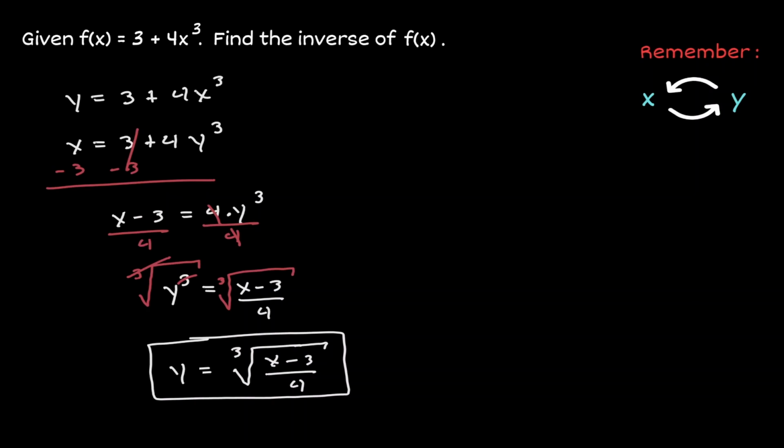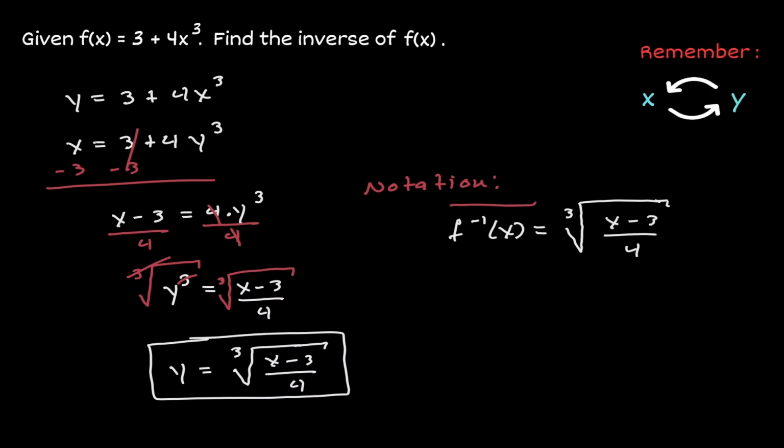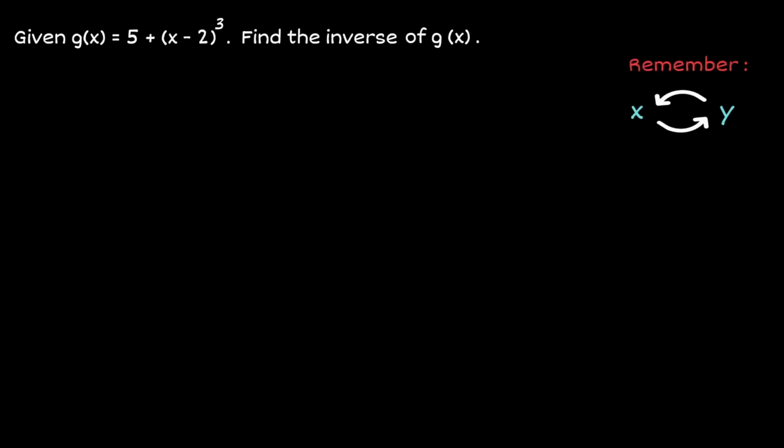But we need to use the correct notation for this. The name of the function that we started with was f of x. So the inverse will be f negative 1 of x. And then we place the function that we found. Let's take a look at one more example. So here we have the same scenario, but notice that now our function is called g of x, but we still want to define the inverse of that. I'm going to start by renaming our function. Instead of calling it g of x, I'm going to call it y.